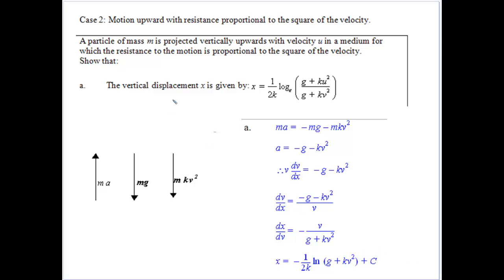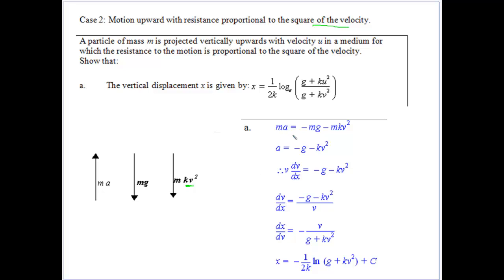Now, our second case for resisted motion is one where the motion is upward and the resistance is proportional to the square of the velocity. So what does that mean? Well, the particle is moving upwards, but its resistance is going to be gravity, and then we've also got another resistance that's proportional to the square of the velocity. So that's what's acting against it.